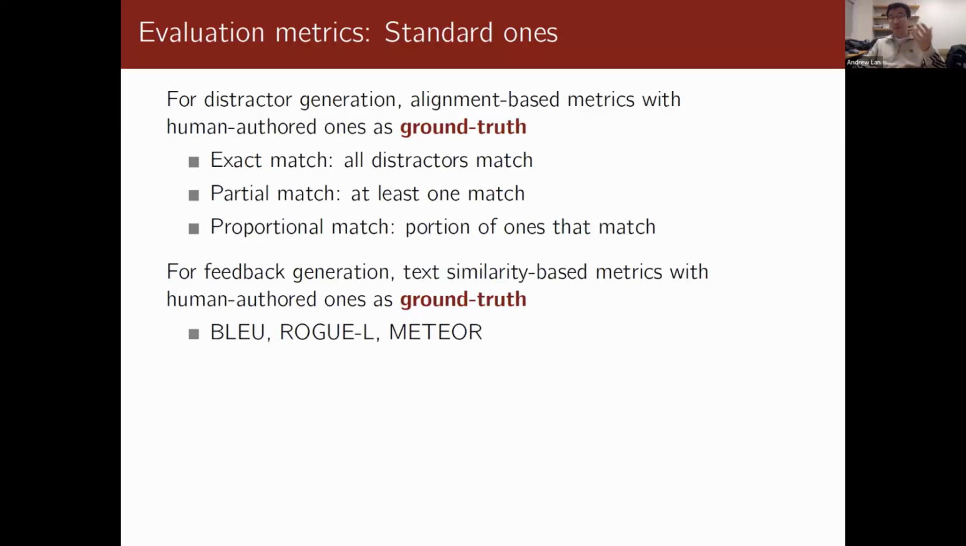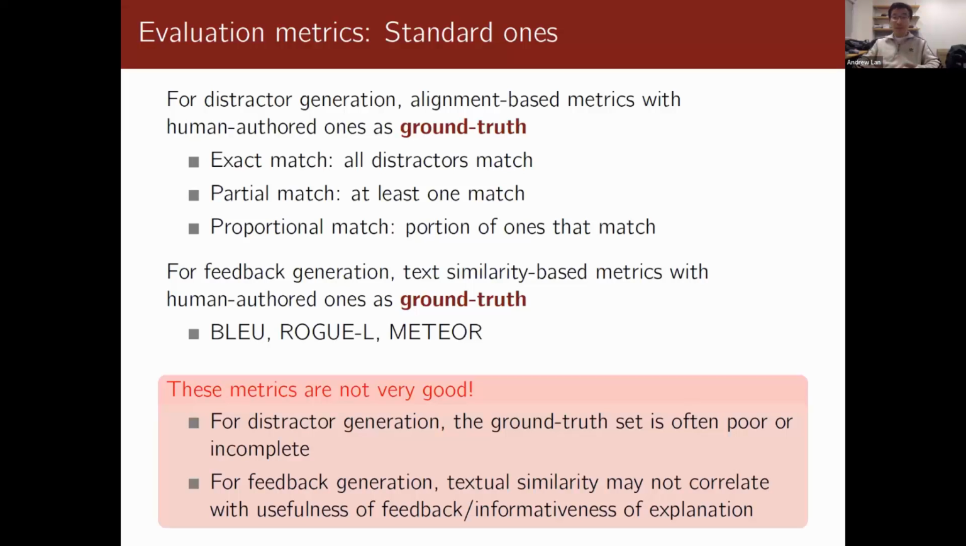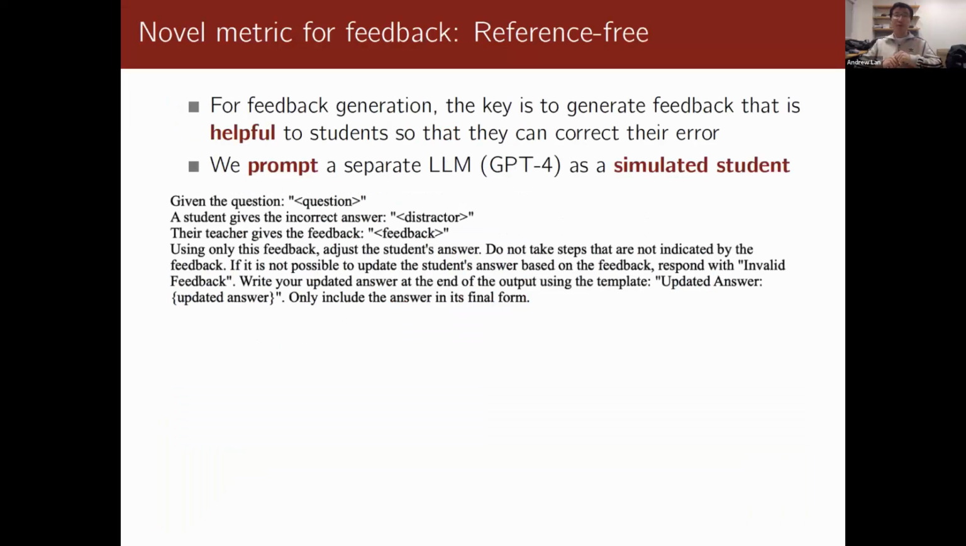For feedback generation, of course, there are also teacher-written ground truth feedback messages. But you don't really want to use text similarity-based metrics to evaluate these feedback messages, because even if 2 pieces of text are textually similar, would they have the same effect on students? We don't know. So we want to look at possibly using some other metrics. Of course, you can use human evaluation, but a more scalable approach would be to use a larger separate language model, in this case GPT-4, as a simulated student.